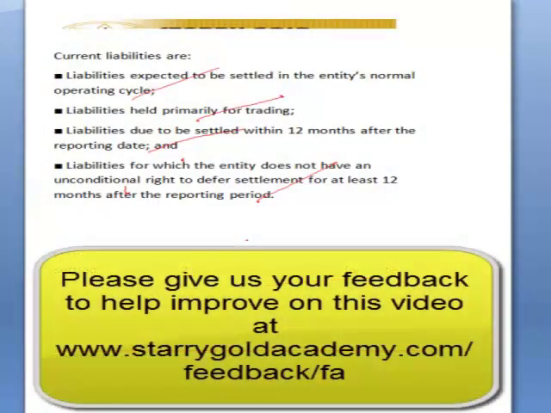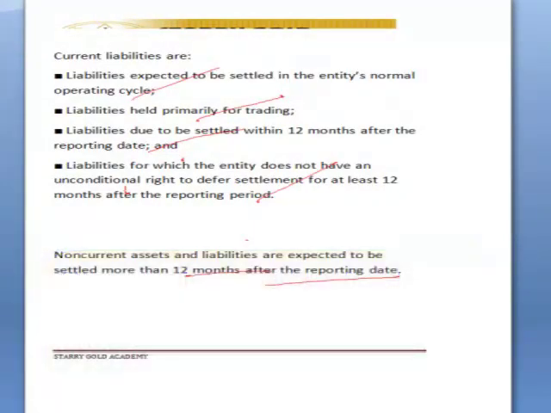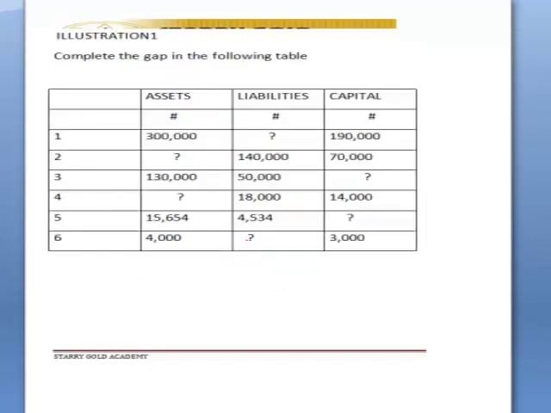Okay, so for the next, you can now comfortably look at an illustration regarding the accounting equation. We state that at any point in time, the assets of a business must be equal to the summation of capital and liabilities. So we have this question on the screen. We have to find the missing figures.